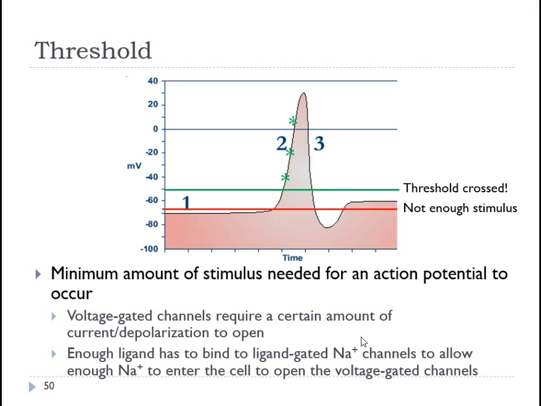So it's the minimum amount of current that moves from one side to the other. It comes across through these voltage-gated channels, and it brings those ions from one side of the cell to the other to get this process started.